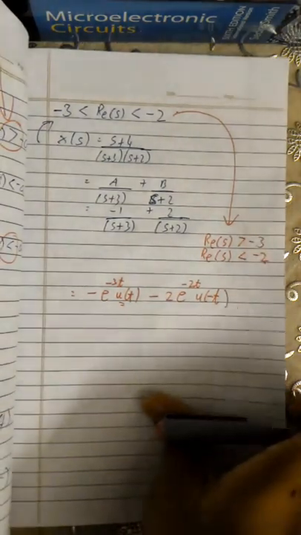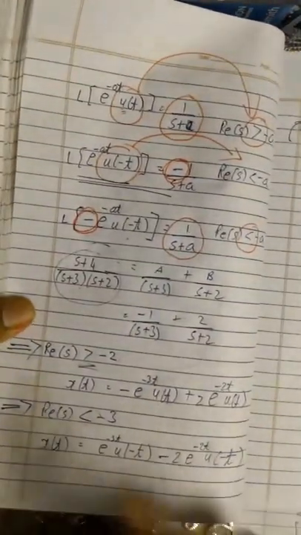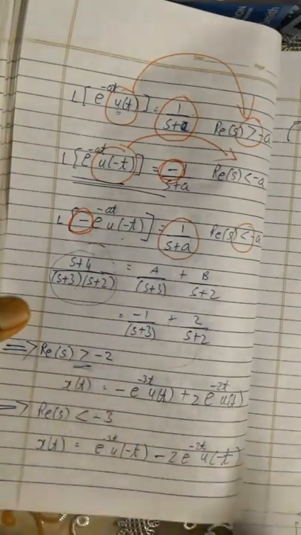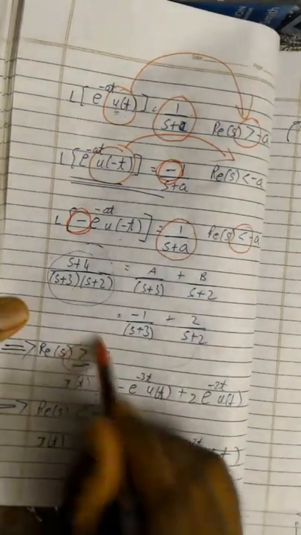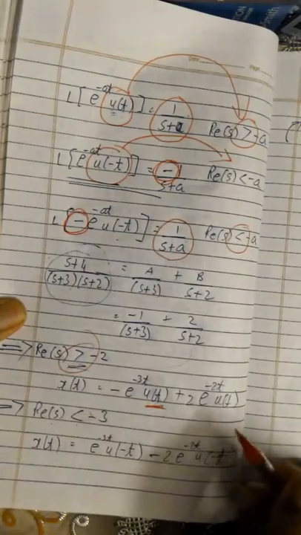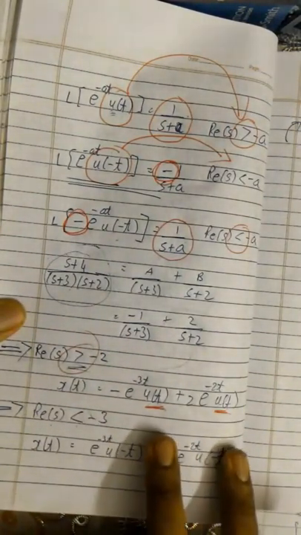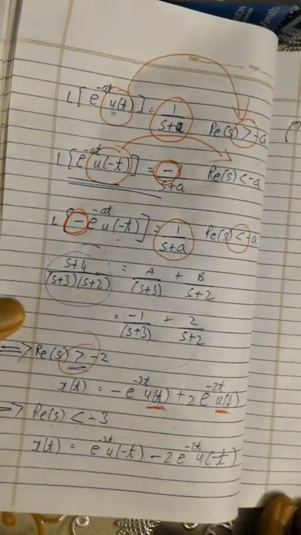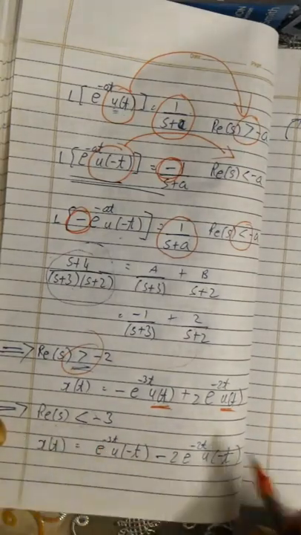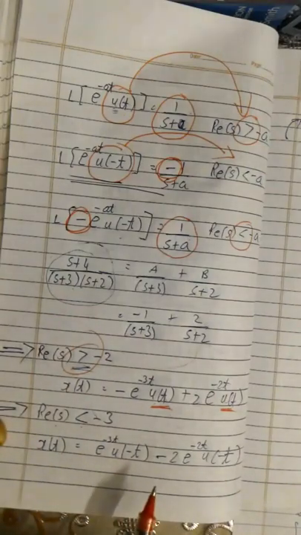So in terms of ROC, there are three cases. The first case is that your ROC is given like this: real part of s is greater than some number. As soon as you see this, you should immediately understand that this is a right-sided signal. So simply find your inverse in the usual manner and then attach each and every term with u of t. That's all. Now suppose your real part of s is less than some number. Then you should immediately understand that the given question is a left-sided signal. So what are you going to do?